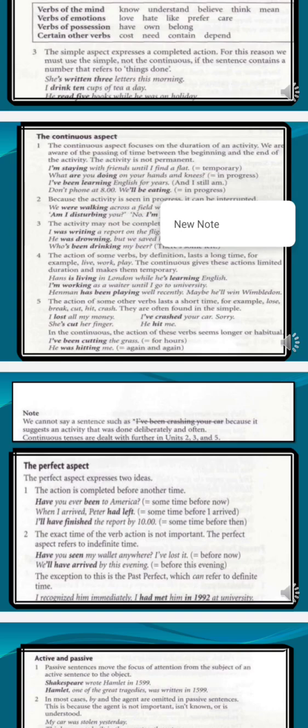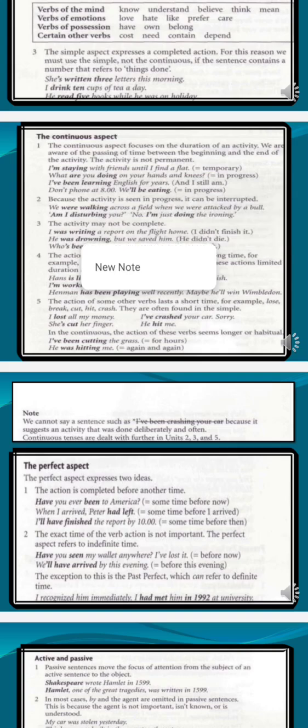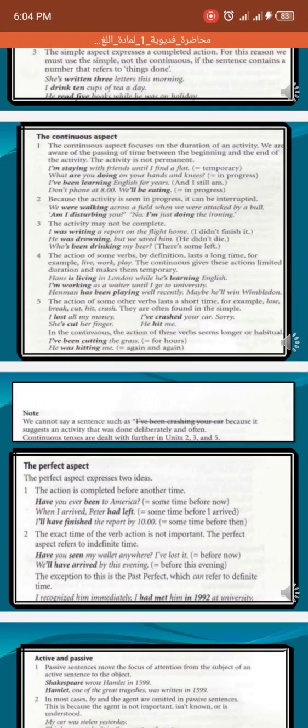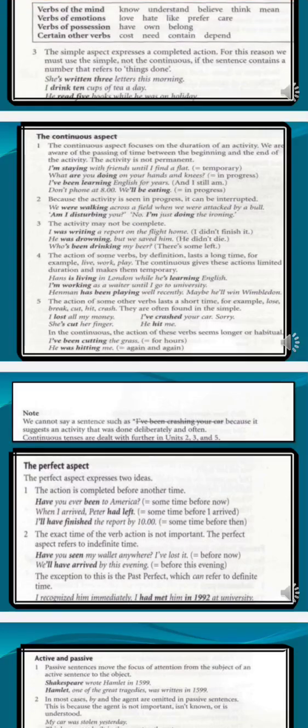Number 3, the activity may not be complete. For example, "I was writing a report on the flight home." I didn't finish. "He was drowning, but we saved him." It means he didn't die. "Who's been drinking my beer?" "There's some left." There is some left.